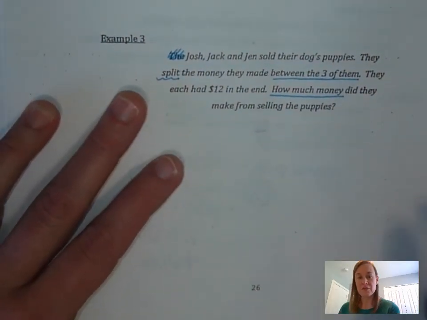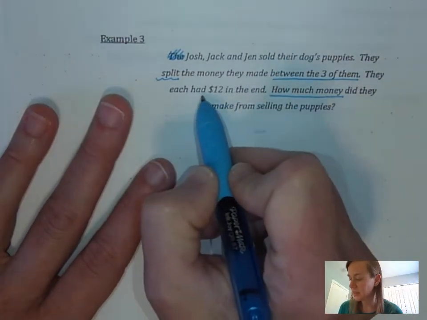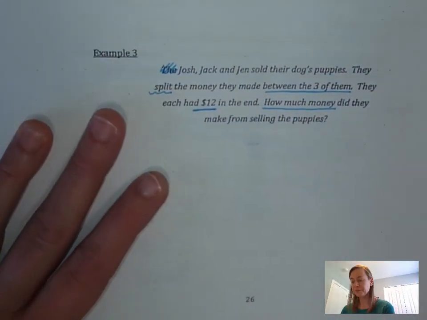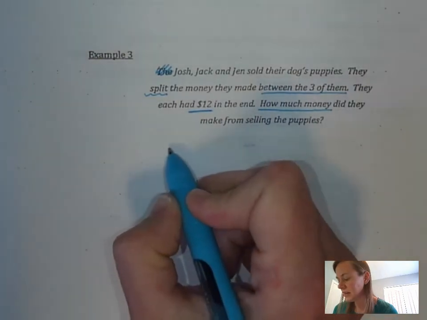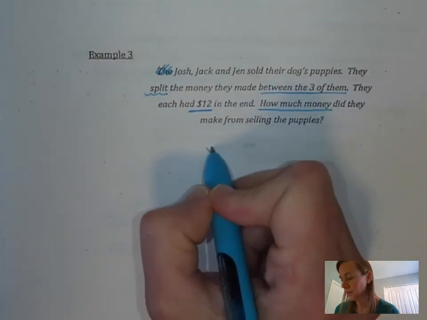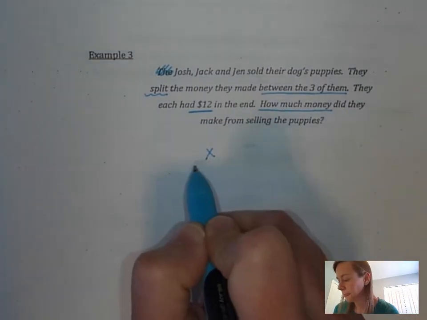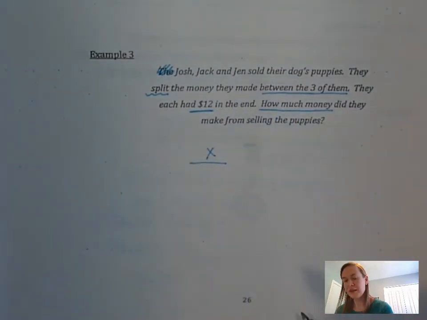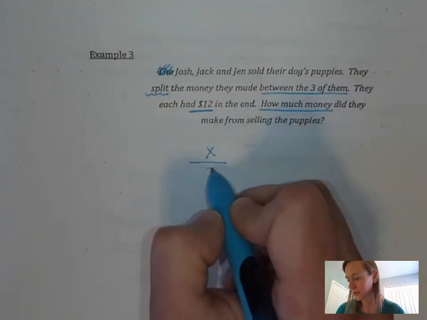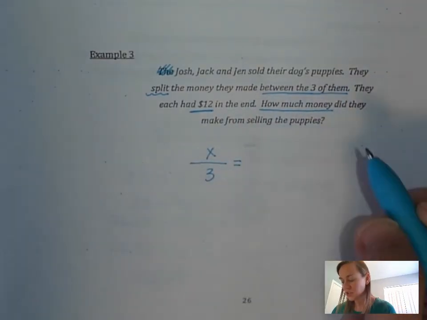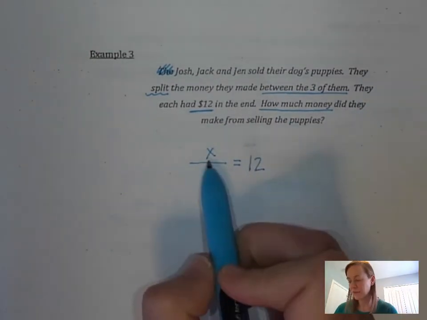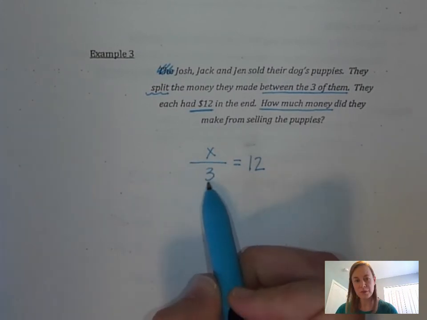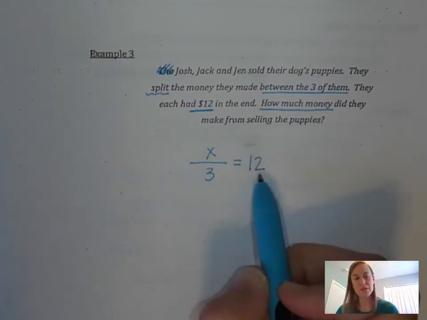Let's keep underlining information. They each had $12 in the end, so they wound up with $12. Okay. So we need to know how much money got split. So how much money, and instead of writing out the words, I'm just going to write my variable, x. And it got split between how many people? 3 people. And then in the end, each of them had $12. So that's how you set that up. You have a certain amount of money that got split 3 ways, and that finally equals $12.